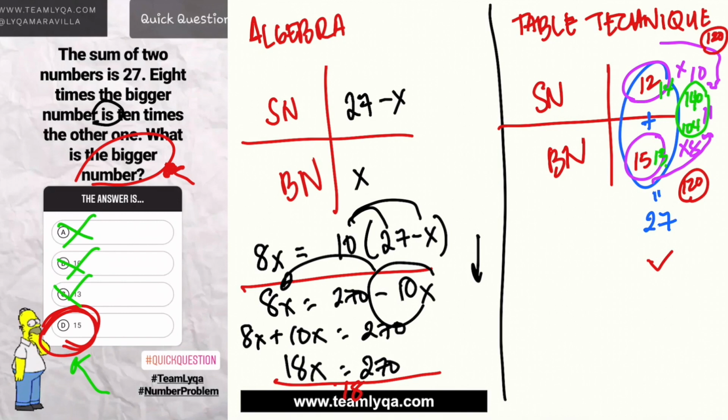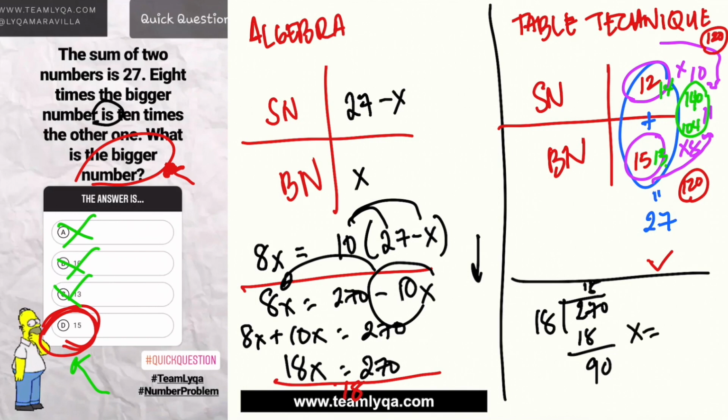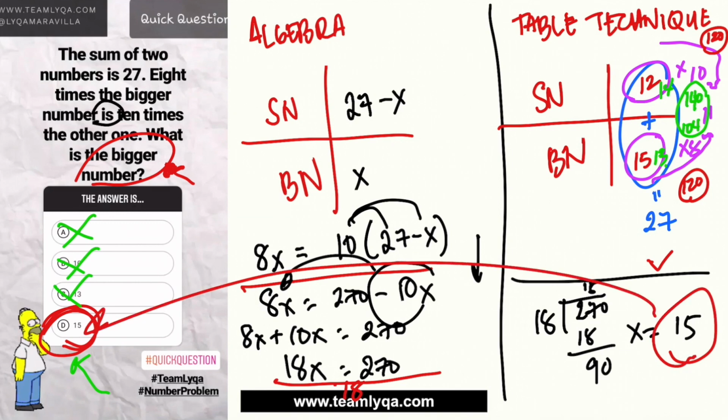Now, the next thing I'm going to do, hihiram tayo ng space dito dahil hindi na kasya. 270 divided by 18. That would be 1, 18, you have 9 here, 0, 15. So, magiging x is equal to 15. And if you notice again, same lang din naman yung answer whether you used yung table technique or yung algebra.